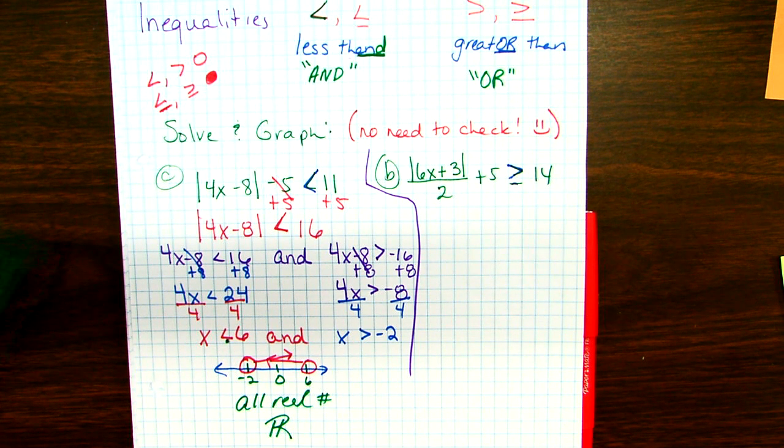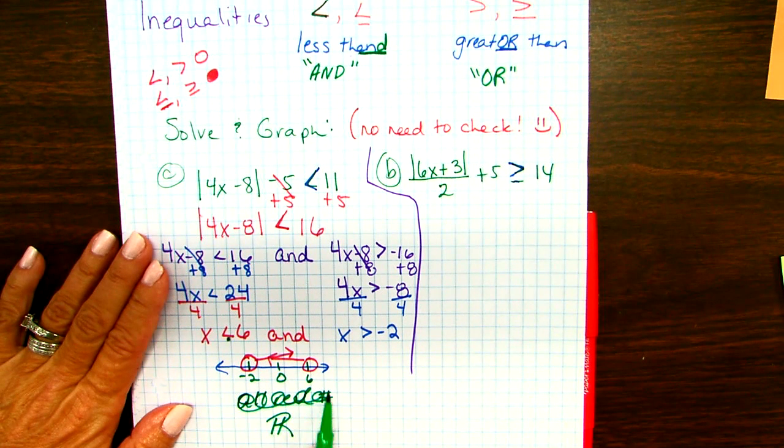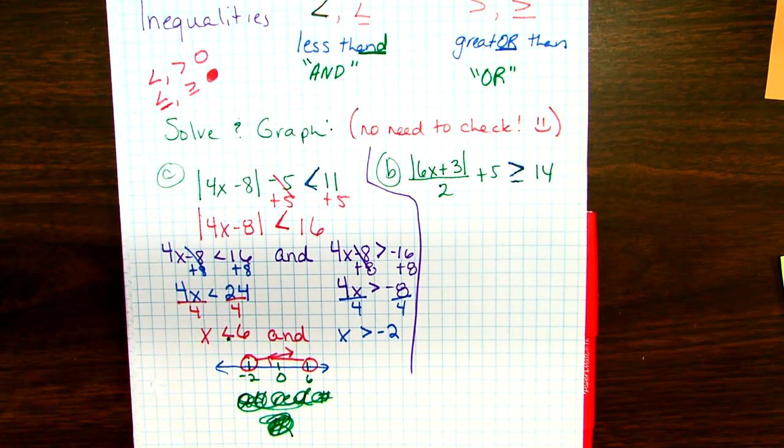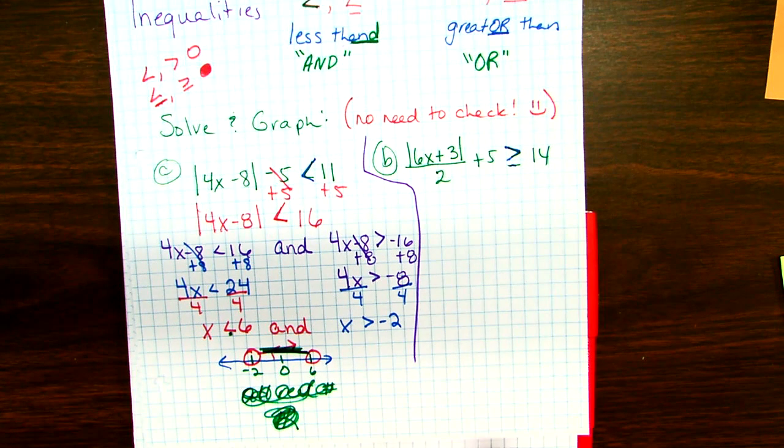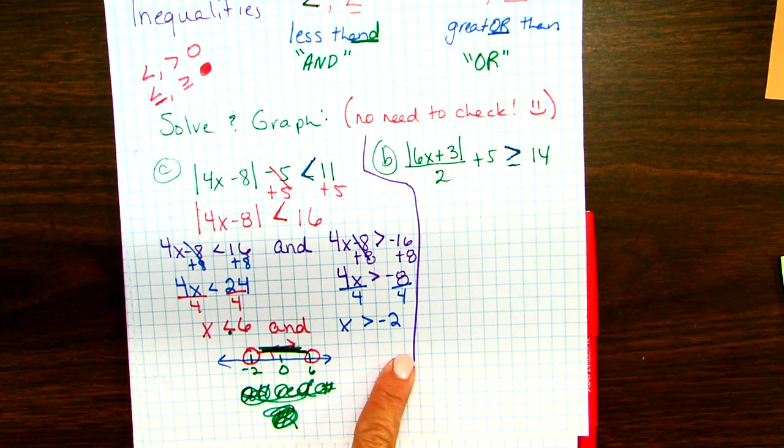No, I said that wrong. I'm so sorry, I was distracted. This is the answer, okay? And it's everything in between. Sorry, because it's an and. It has to be everything between 6 and -2. The numbers have to meet both criteria. You have to be less than 6 and greater than -2.